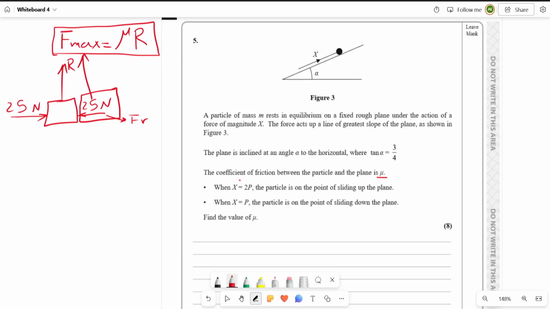How do I make sure? From keywords in the question, like on the point of sliding up, or about to slide, or basically another term, limiting equilibrium. This also indicates that we are at the threshold of equilibrium. Any tiny increase in force is going to make me move out of equilibrium, is going to make me have a resultant force and thus acceleration. So these three keywords are indicating that we have maximum friction.